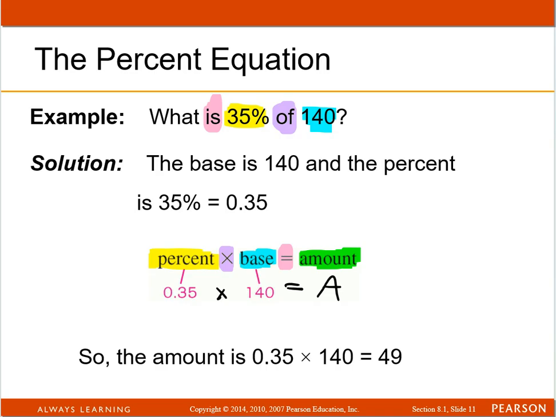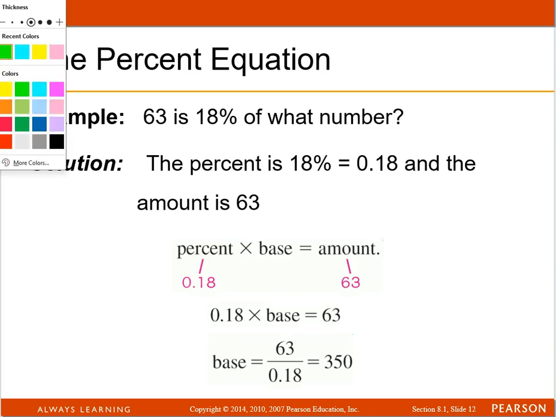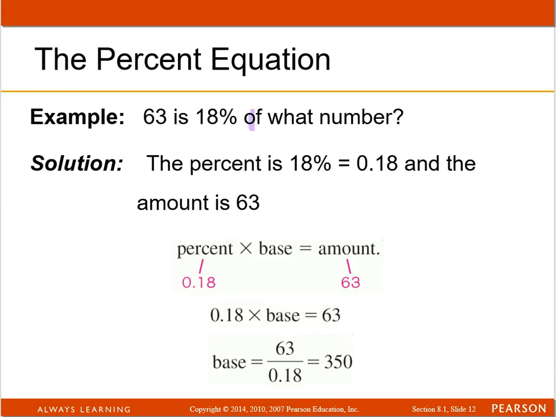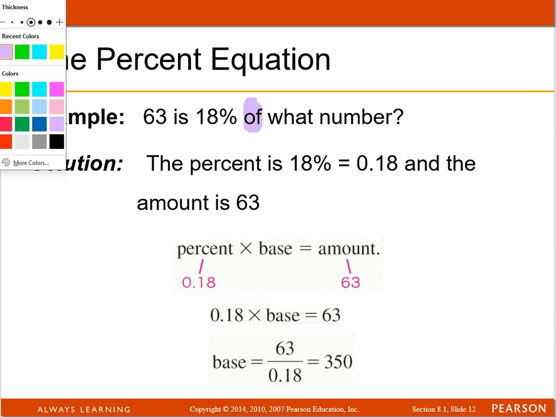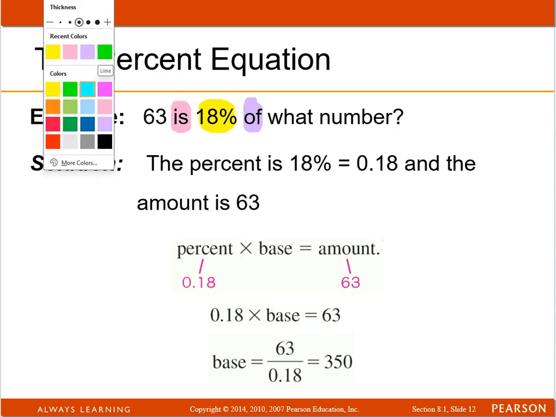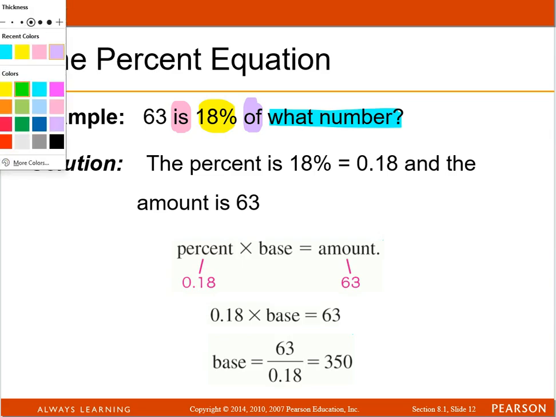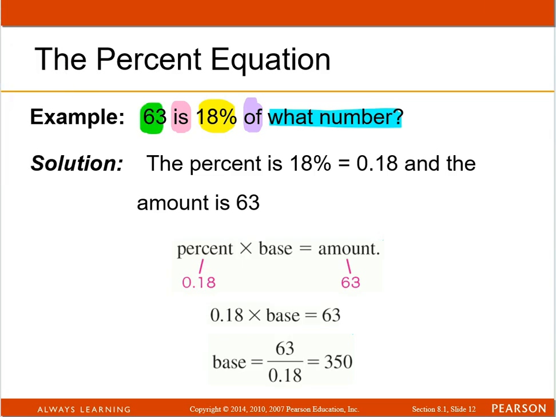Then let's look at another example. Okay, 63 is 18% of what number? Okay, so the "of" is right here. The "is" is right there. The percent is the 18%, and it says 18% of what number? So my "what number" is my base. And the only thing left that I haven't highlighted yet is this 63 over there.